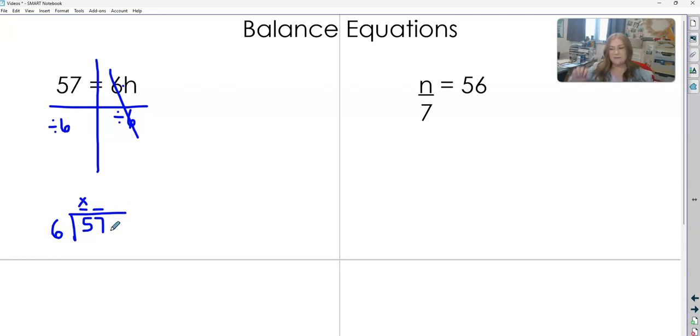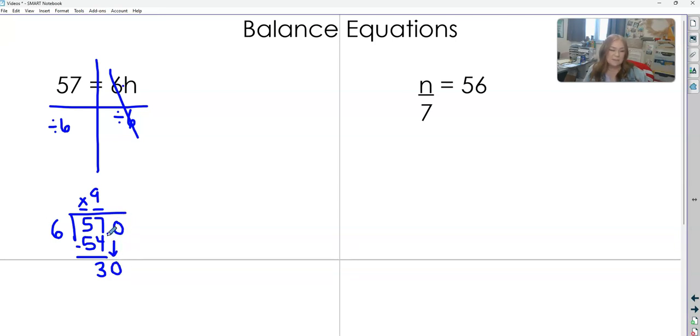But 6 goes into 57. 6, 12, 18, 24, 30, 36, 42, 54. I feel like I skipped a number. Let me try that again. 6, 12, 18, 24, 30, 36, 42, 48, 54. There we go. So it went in there 9 times is 54. So we have 3 left over, and we need to bring down that 0.